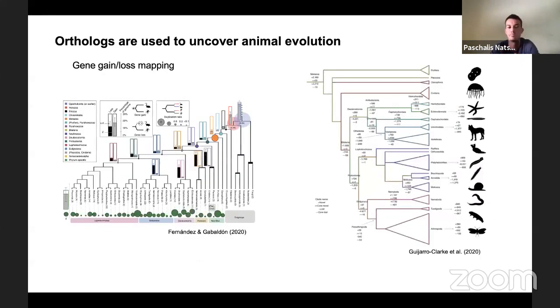Second, orthologs can be used as characters that can be mapped onto the tree. As seen in these two publications from earlier this year, we can link changes in the genotype, gene gains and gene losses, to changes in the phenotype and the evolution of new clades. It should be by now very clear that both of these types of analysis heavily rely on the accuracy of orthology inference.